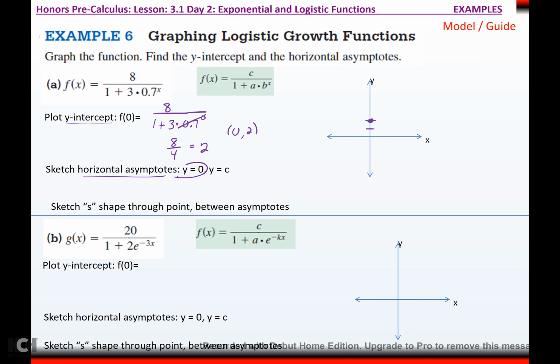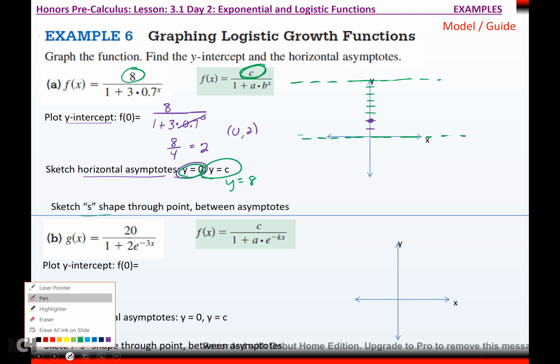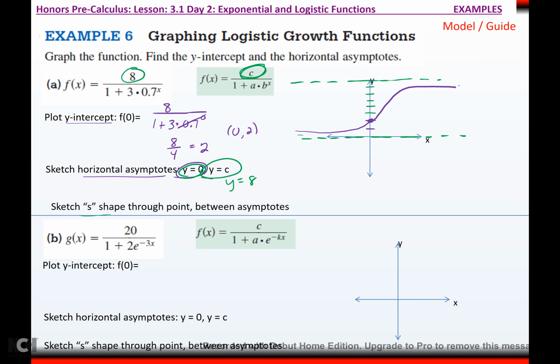My horizontal asymptotes: y equals 0 is always one of them. And the other one is y equals c. Well, c is whatever's up here on top. So since it was 8, that's going to be at y equals 8. 1, 2, 3, 4, 5, 6, 7, 8. And so then what you do is you sketch your S shape through the point between the asymptotes. So this thing is going to go asymptotic to the asymptote, obviously. It's going to pass through this y-intercept, and then it's going to come up there to its maximum growth.